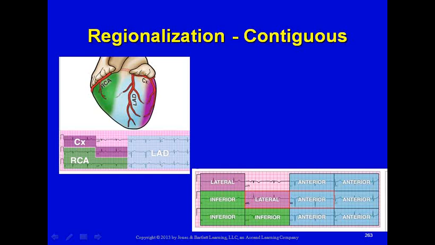Now the V leads, and if you think about placement of the electrodes, the V leads are placed around the anterior portion of the left side of the heart. Those are the anterior leads. They look at the LAD, the left anterior descending artery.